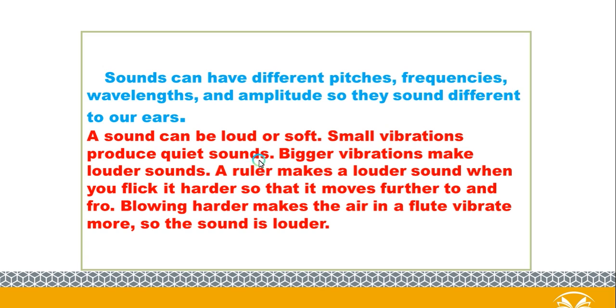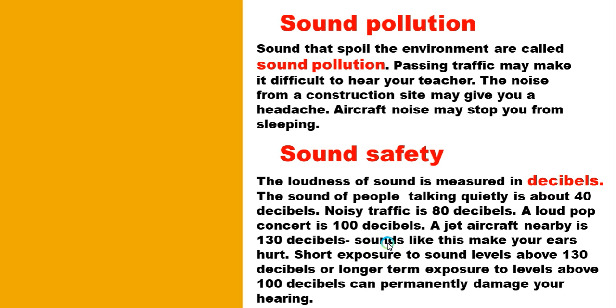So a sound can be loud or quiet. A sound can be loud or soft. Some vibrations produce quiet sound. Bigger vibrations make louder sounds. A ruler makes a louder sound when you flick it harder, so that it moves further to and fro. So blowing harder makes the air in the flute vibrate more, so the sound is louder.